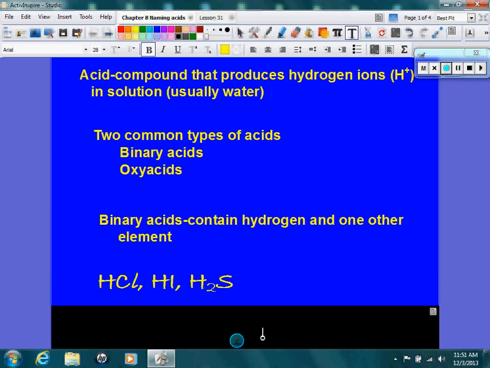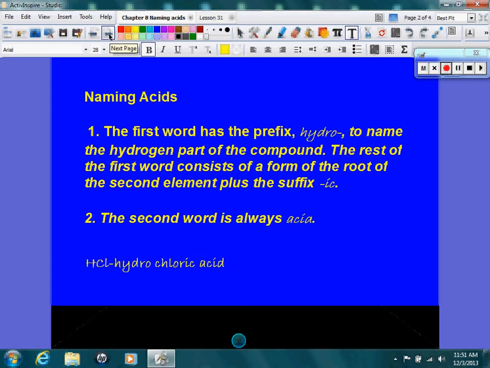Here are some examples. We have HCl, hydrogen and chlorine, HI, hydrogen and iodine, and H2S would be hydrogen and what? Sulfur. Yeah. Okay, all right, naming acids.